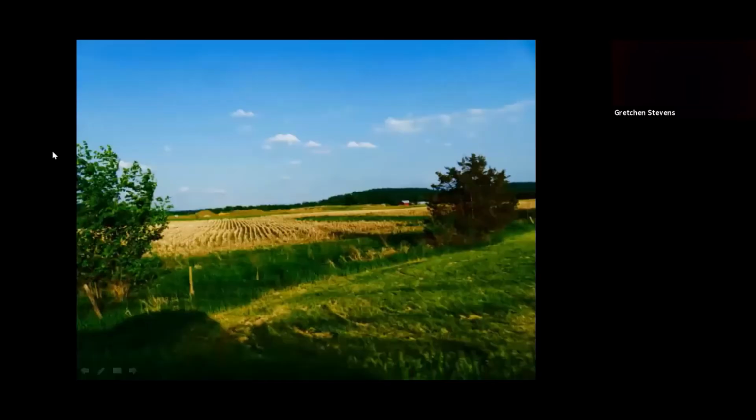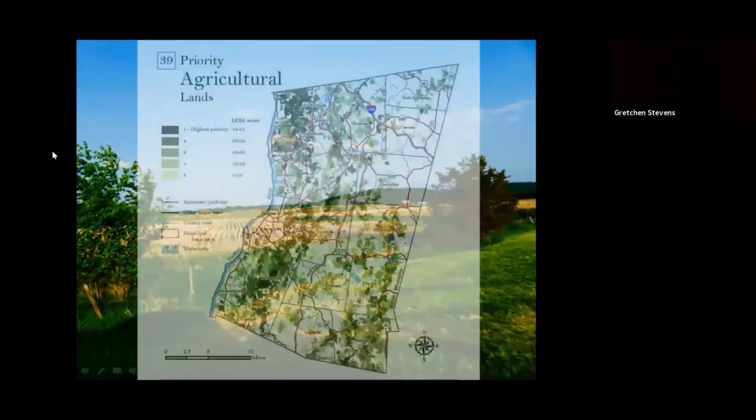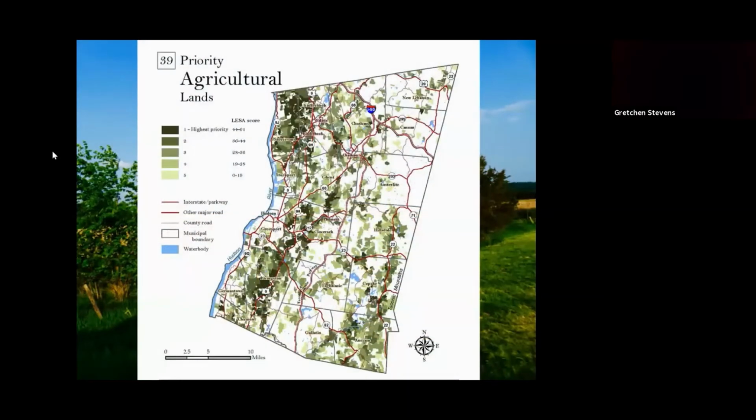The Columbia County Agriculture and Farmland Protection Board conducted an assessment of the agricultural importance of farmland in the county to identify and prioritize lands that should be protected from non-farm uses. This map shows the results of that assessment. The darkest green land areas are the ones deemed to be the highest priority for farmland conservation.